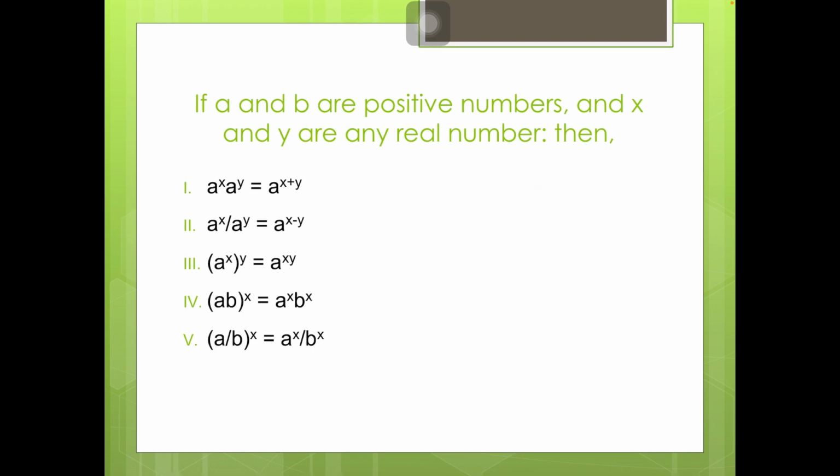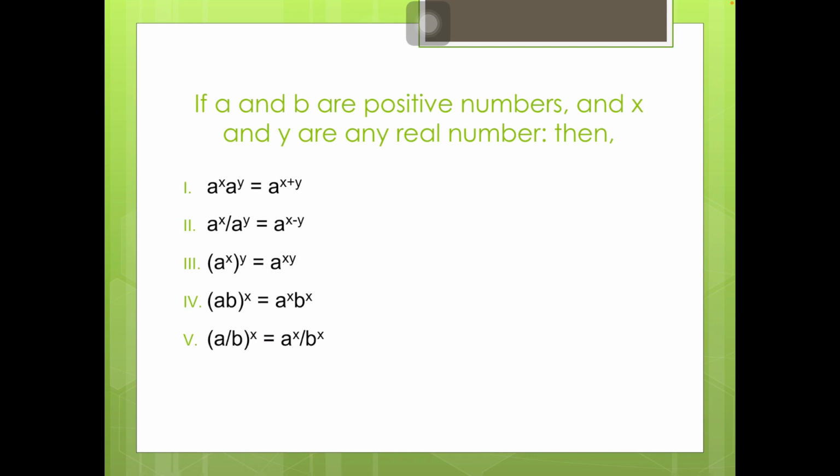The next slide is about the laws of exponents. If a and b are positive numbers and x and y are any real numbers, then there are 5 laws of exponents here. The first one is a raised to x times a raised to y is equal to a raised to x plus y. So if you are multiplying with different exponents, you just add the exponents and copy the base a.